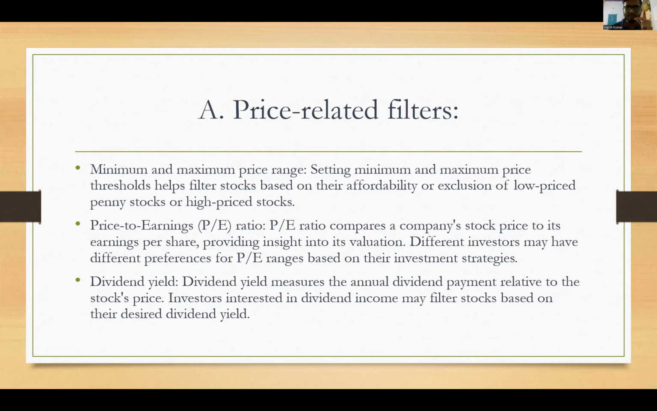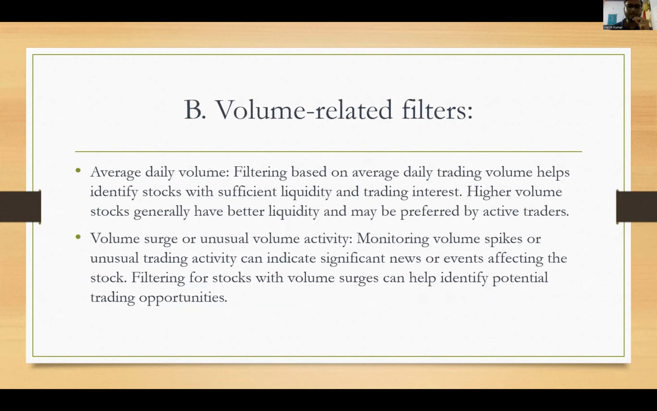Price to earning ratio is another such term, providing insight into a stock's valuation. Different investors may have different PE ranges based on their investment strategies. Dividend yield measures the annual dividend payment relative to the stock price. For example, Infosys or Wipro pays 1% or something to its shareholders. So we can filter the stocks based on the dividend provided by the company.